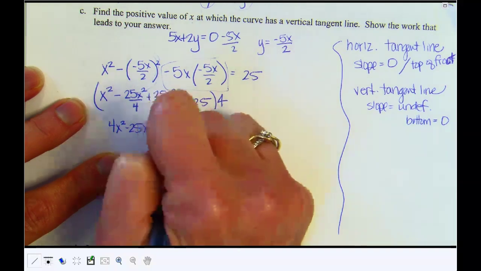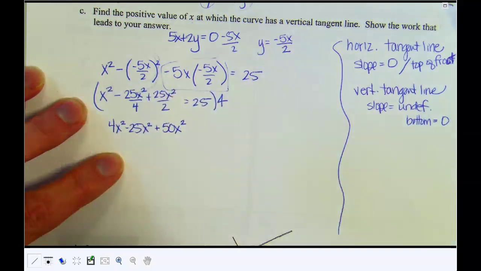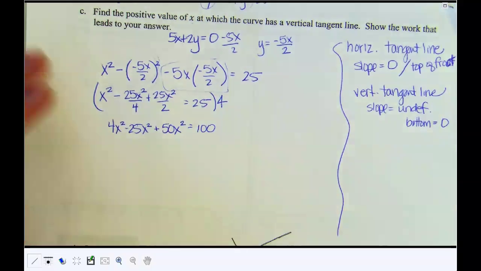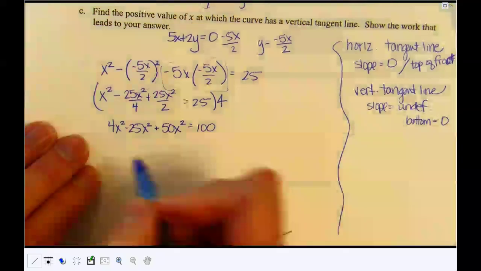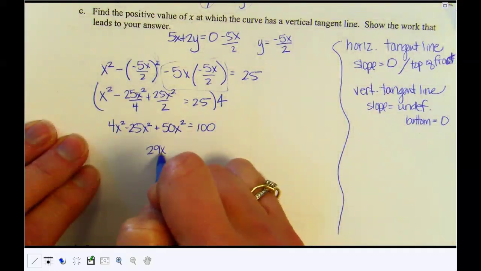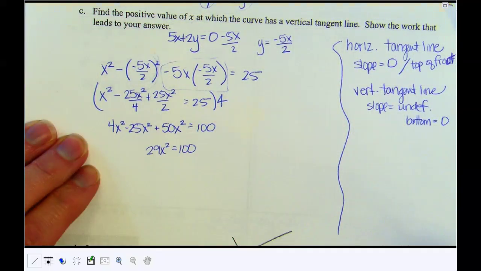50x squared. Multiply the top by 4, divide by 2. So 100 divided by 2, and this is 100. Do you see how that makes life so much nicer? Okay, now we've got nice numbers. So what do we have? 29x squared equals 100. Now we can solve.